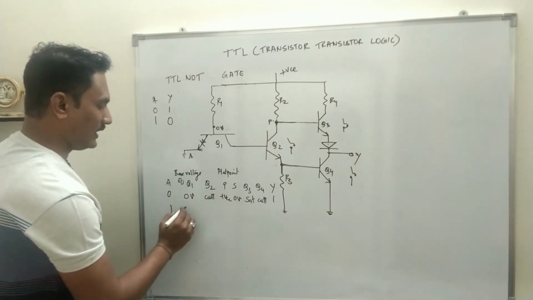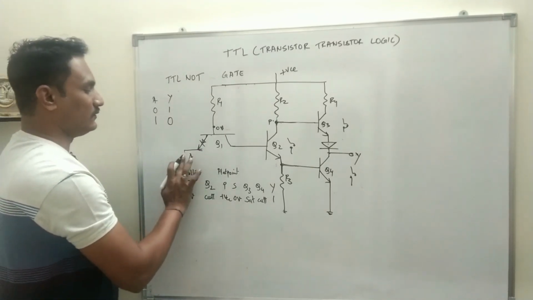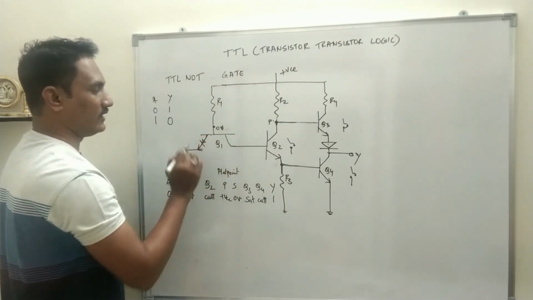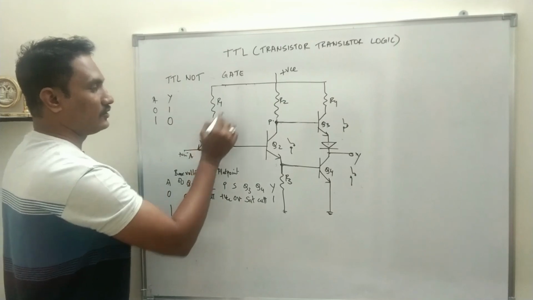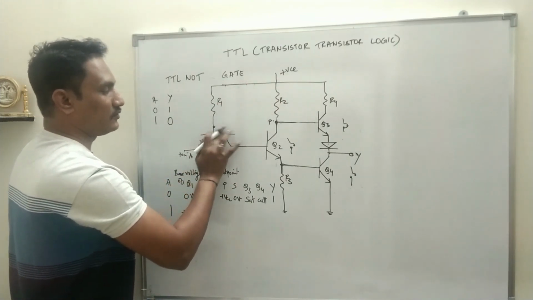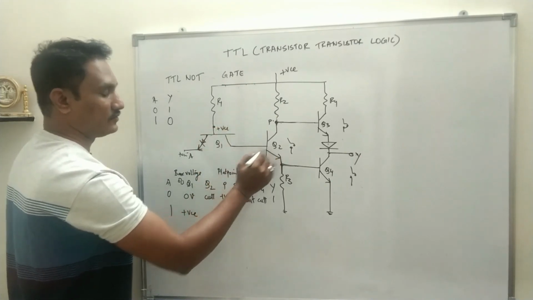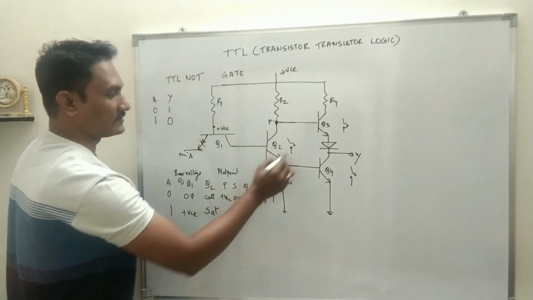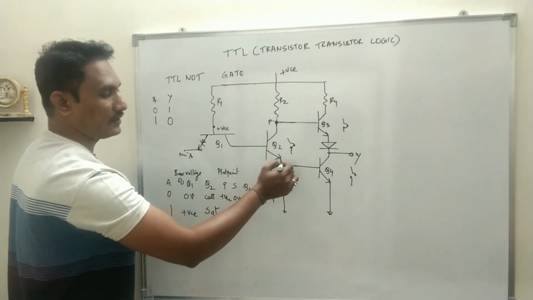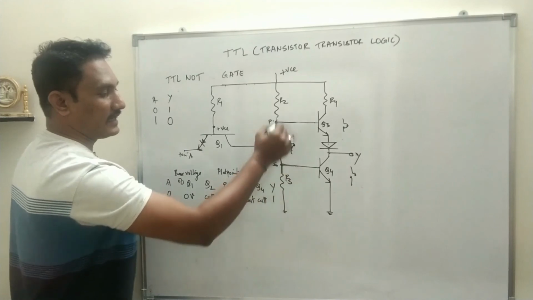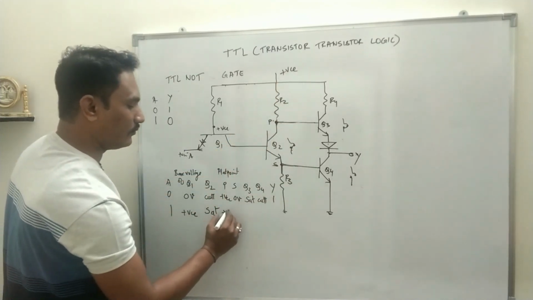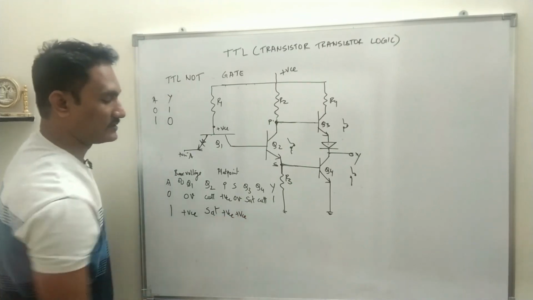And when A is 1, this diode has the same polarity on both the sides, it will act as reverse bias. So base voltage will be equal to plus VCC. And if the base voltage is plus VCC, Q2 will go into saturation region. As soon as Q2 goes into saturation, it acts as a closed switch. So these 2 points, P and S, are of the same polarity. And as there is a resistance, there will be a potential difference which will be equal to plus VCC. So both P and S are plus VCC.